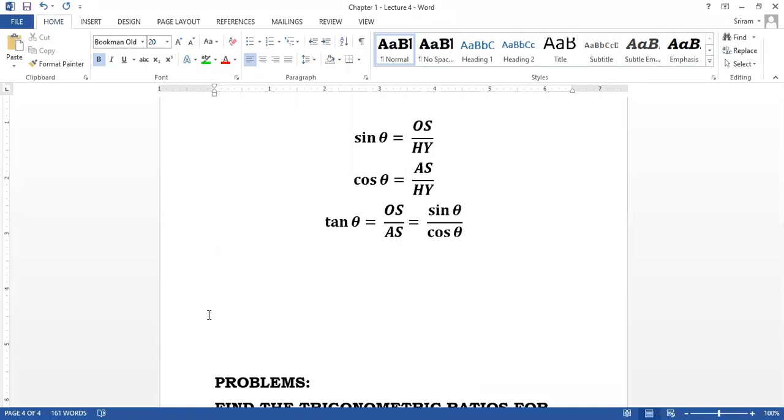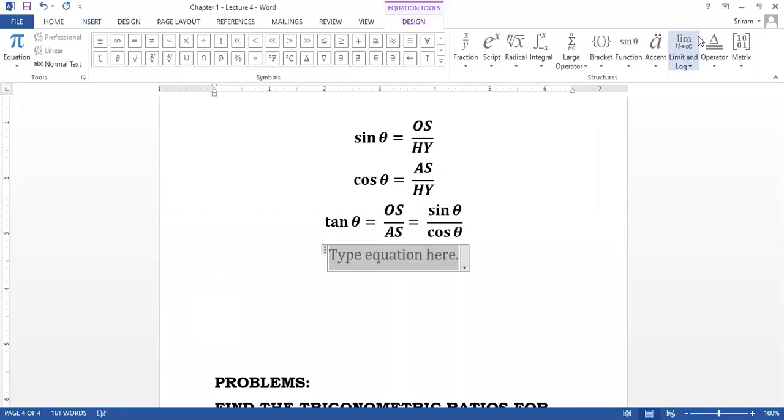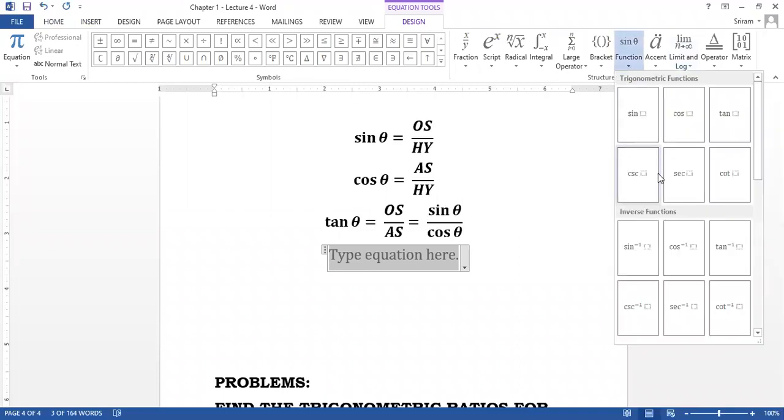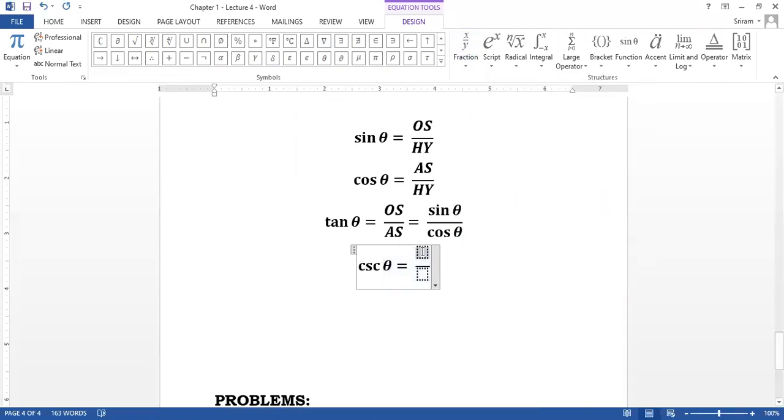Now we are going to find the reciprocal ratios. What is the meaning of reciprocal ratio? The reciprocal of sine theta is called cosecant theta. This is nothing but 1 by sine theta. Cosecant theta is nothing but 1 over sine theta.